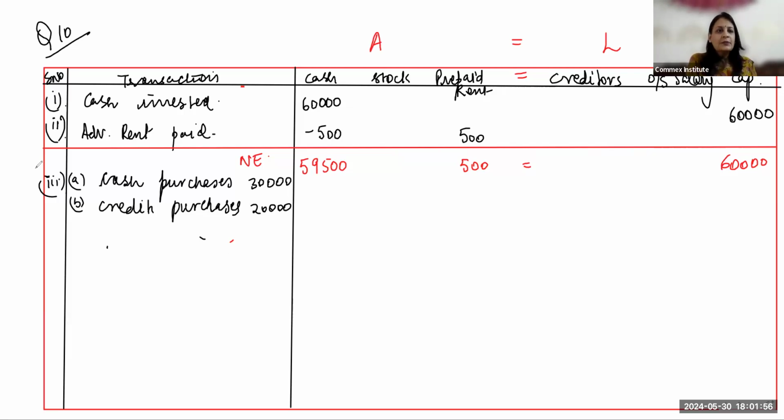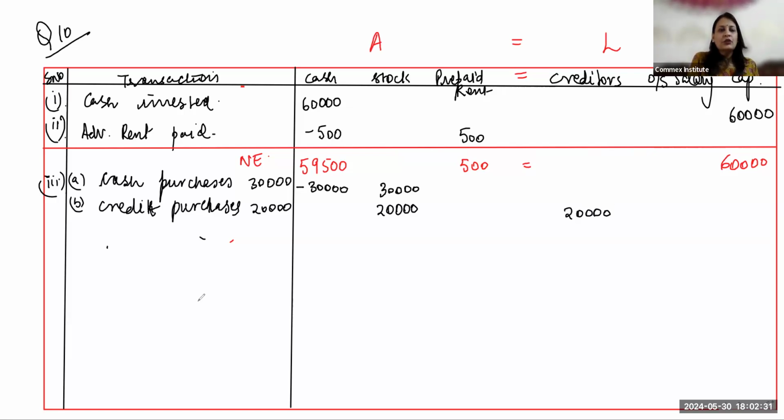So for cash purchases, of course, my cash will go down. So minus 30,000 in the cash column and in the asset column, stock will be 30,000. And for credit purchases, what will happen? My creditors will be created because I didn't pay cash. So my stock will still increase because I'm purchasing goods. So my stock has increased by 50,000 and my cash has decreased only by 30,000. For the remaining 20,000, my creditors are created.